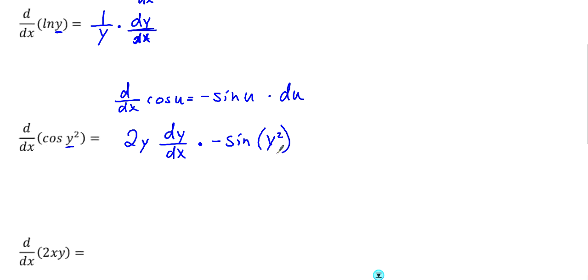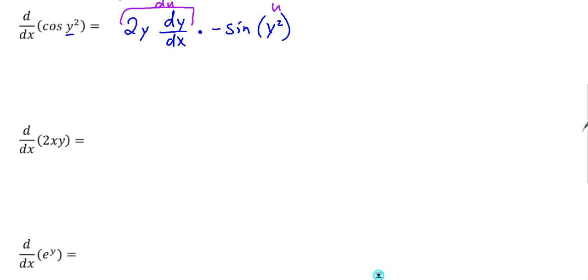Now the only difference if we did the formula that's sitting above it is that this part right here, which is du, is this part right here. This is my du, and this is my sine u. All right, let's look at our next example.